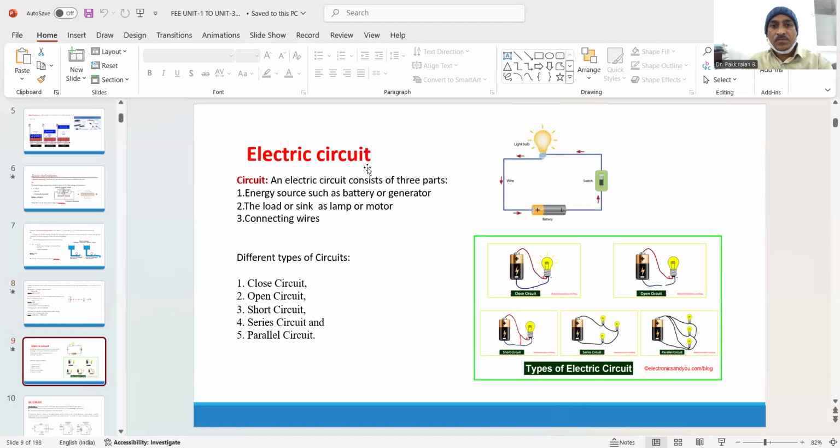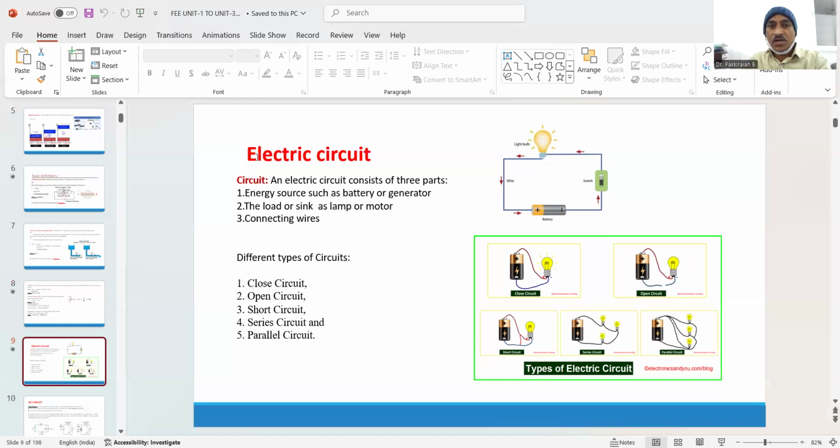Then the basic representation of an electric circuit consisting of three parts. One is an energy storage element like a battery, or voltage or potential. The other one is a load like a light bulb, or any other such as a sink or motor. Here we have taken a bulb load, connected through a switch and connecting wires.